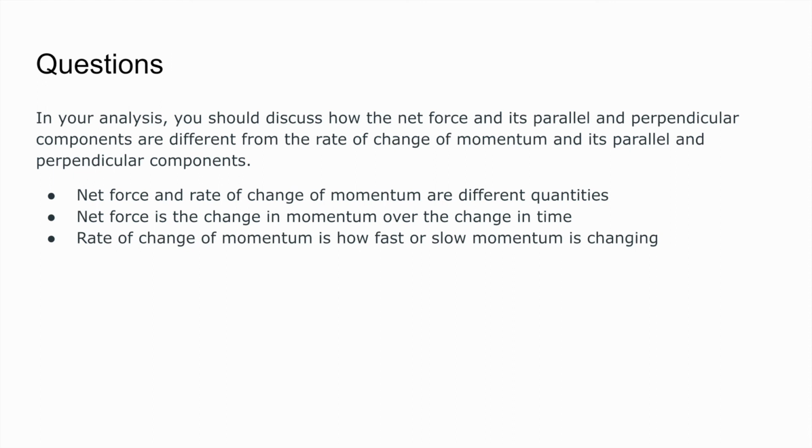So the first discussion question was to discuss the differences between the net force and its parallel and perpendicular components and how they're different than the rate of change of momentum and its parallel and perpendicular components. So these are two separate quantities. The net force is the change in momentum over the change in time, while the rate of change of momentum is how fast or how slow momentum is changing. So in other words, net force is delta p over delta t, and rate of change of momentum is delta p.